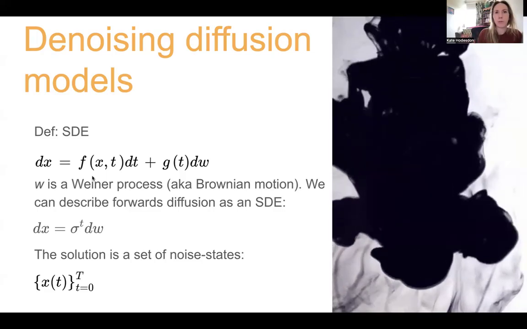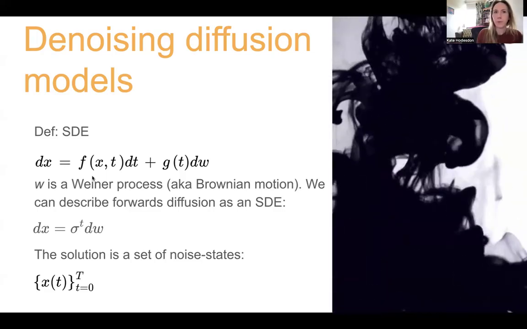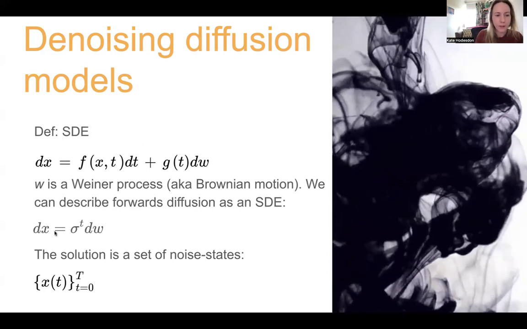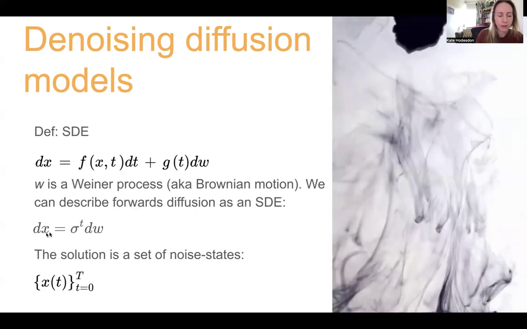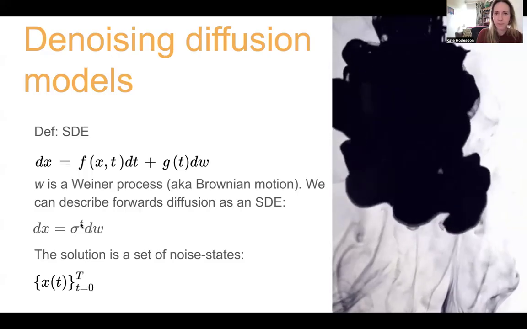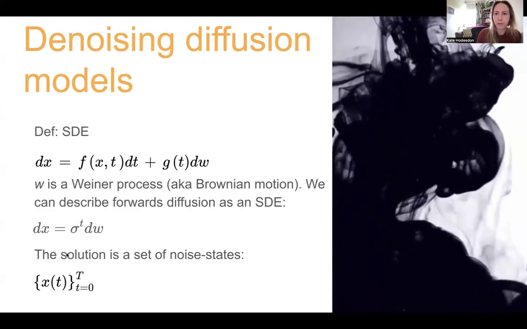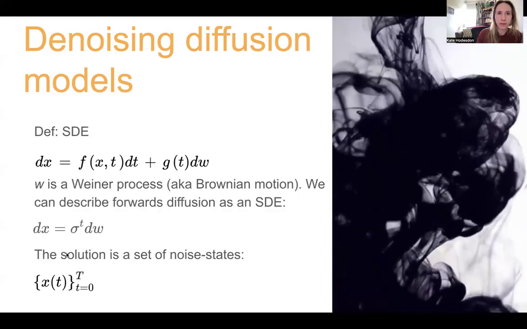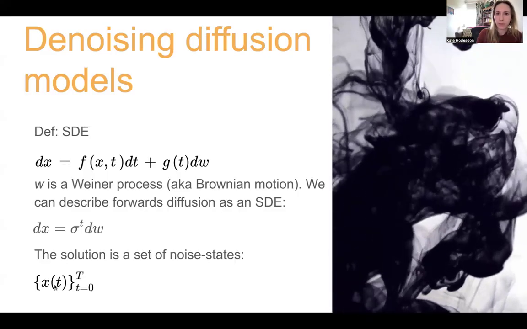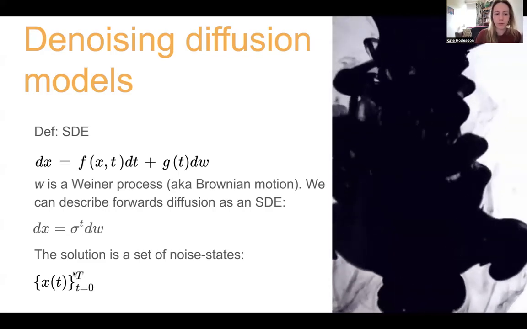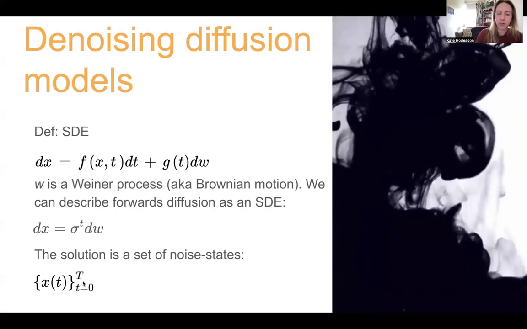And you can represent forward diffusion with an SDE too. And it can be something really simple, like this. So here our equation is just sigma to the t. And then the solution will be a set of noise states, a set of x of t for various discrete time steps throughout our time schedule.